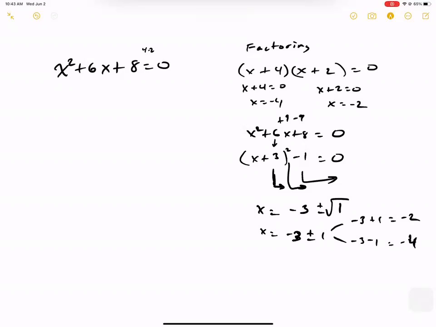All right, so we solved this in two different ways. One is completing the square, and one is factoring. Now, both these methods take a lot of skill.